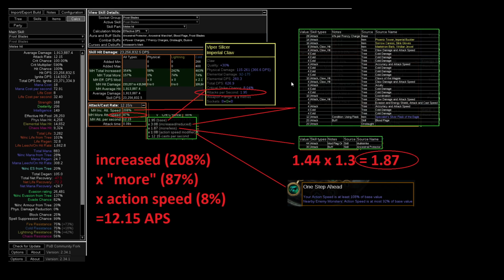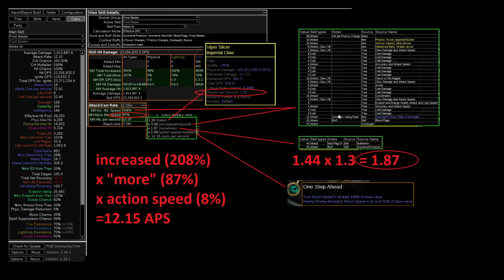So if you look here, all these numbers up top here are the increased attack speed numbers, which is a total of 208%, which is a 3.08 multiplier total, which you start from your base attack speed, by the way, which comes from your weapon. So this claw here has a 1.95 APS. This is why having base attack speed is so important, by the way, on your weapon, because this is the number that all these calculations start with, is the base attack speed.